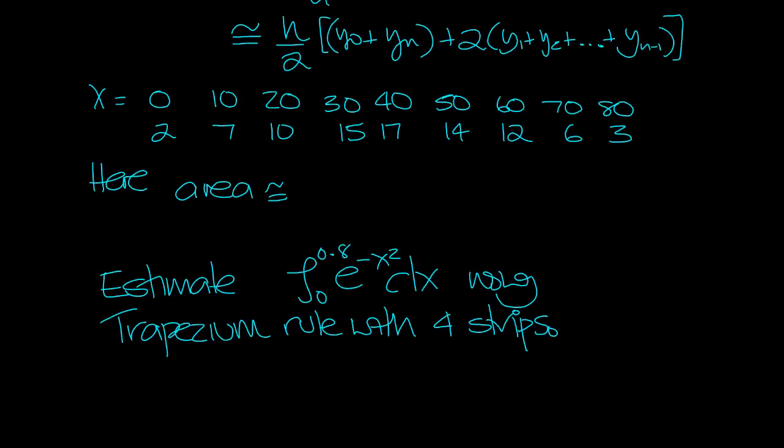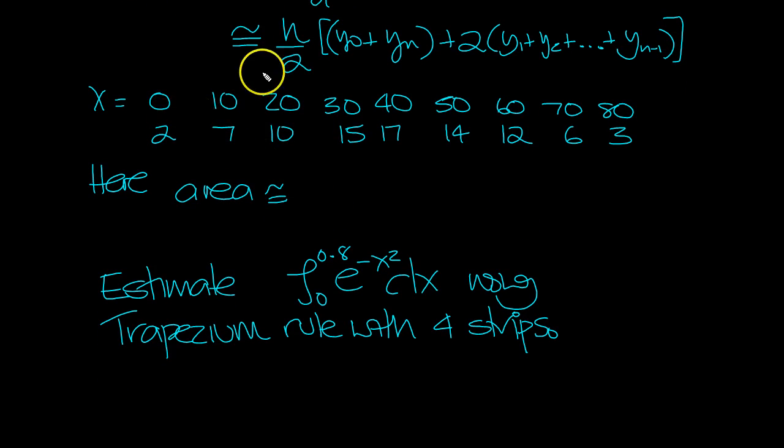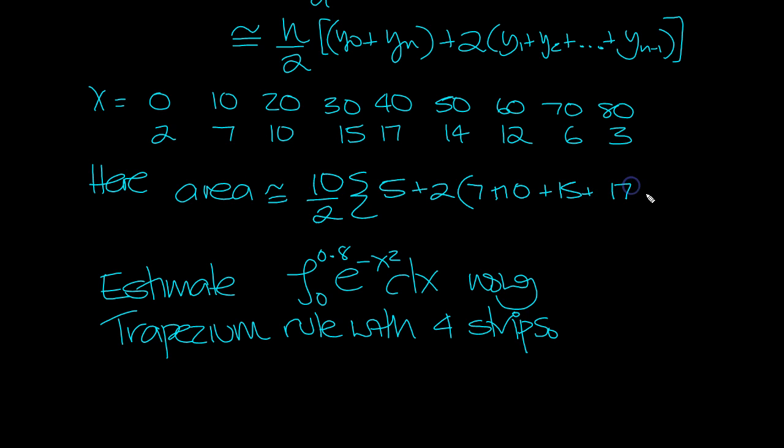So supposing we got these x and y values. So what's the area? Well, what's h? h is the distance across the intervals here. So it's 10 over 2. The first and the last, 2 plus 3 is 5, plus 2 lots of everything in between, 7 and 10, 15 and 17, 14 and 12, and the 6. 2 of all those. We've added the first and the last together in one fell swoop, the 2 and the 3 to make 5.